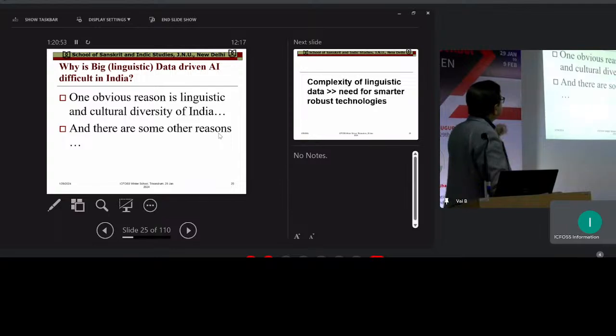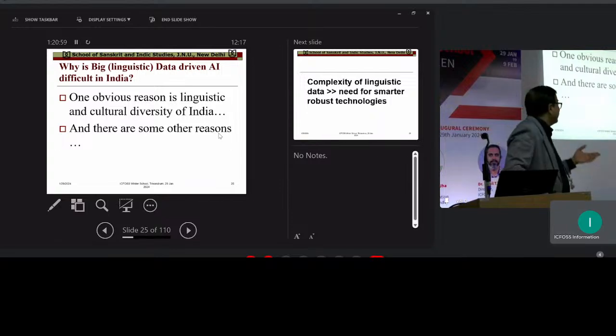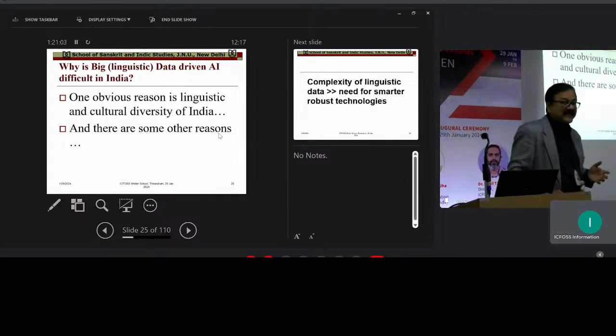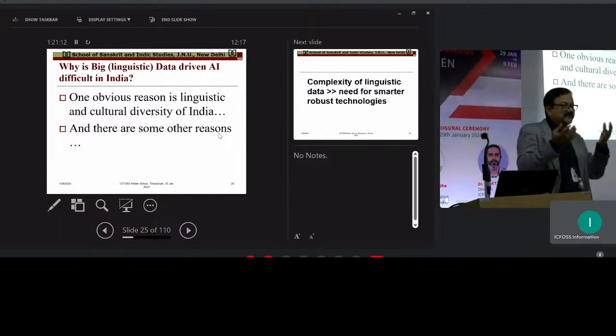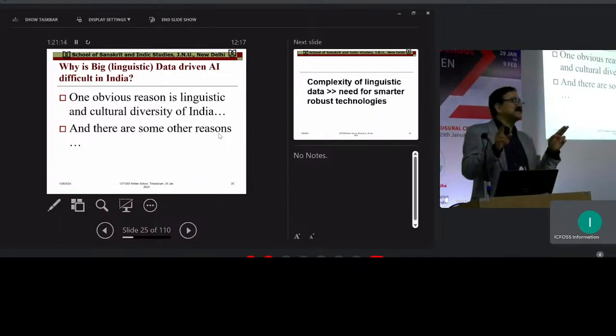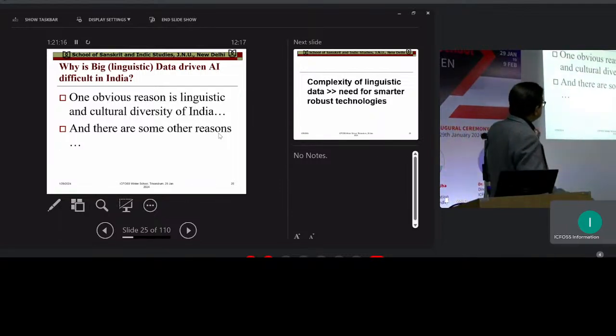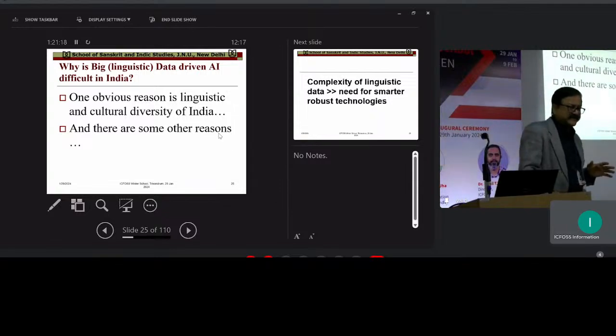Why is big data different in India? One of the reasons is the linguistic and cultural diversity in India, as I said. But there are other reasons also. Getting data: we depend on government funded projects, and there are problems. Nepotism, corruption, all of that. We are part of the government now, but I'm speaking unofficially. The governments are defeated. Private bodies are superior.